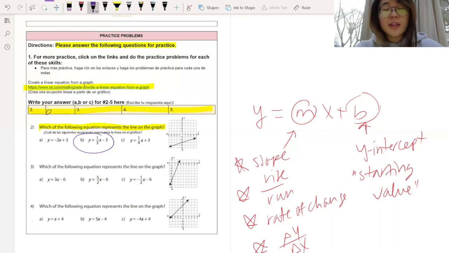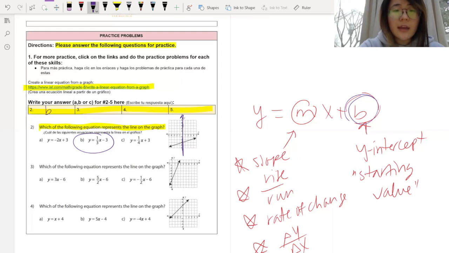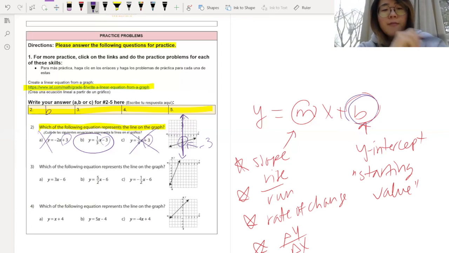The first thing I would want to look at is the y-intercept. Where does the line cross the y-axis? So the y-axis is right there. It crosses here. I know that it crosses at -3. So it's actually really easy because if you look at here, that's a +3, so I know that can't be it. This one's a -3, so I'm like, okay, maybe. And if I look at here, that's a +3 again, so I know it cannot be that. So even if I don't check the slope, I know that because the y-intercept is correct, our answer is B.